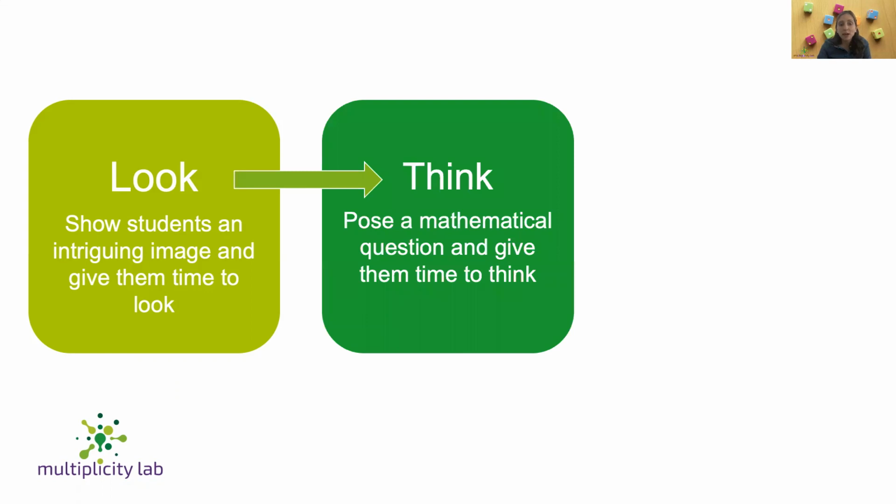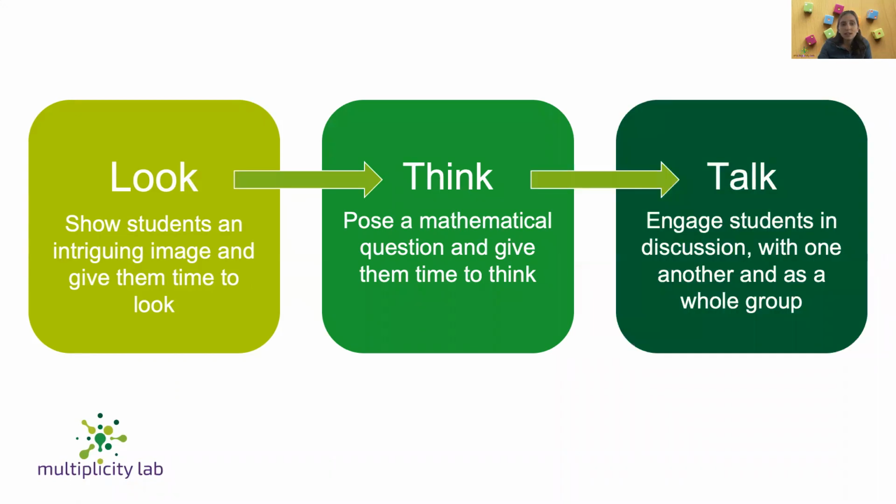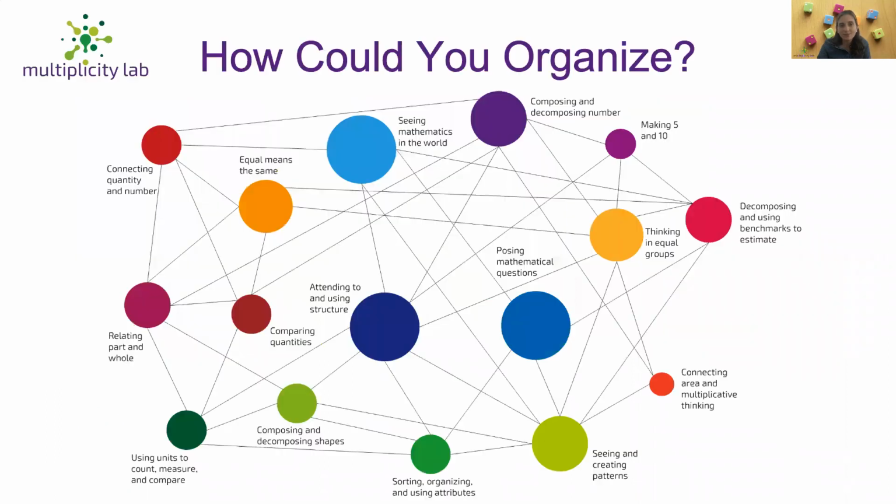Then you pose a central mathematical question and give students time to think. If students have printed copies, you can invite them to annotate as they think. Students can also use manipulatives as an entry point into the task. Finally, ask students to talk about the question with one another and as a whole group. The goal of these discussions is to elicit and encourage multiple ideas, strategies, ways of seeing and thinking, and connections while making room for multiple voices.